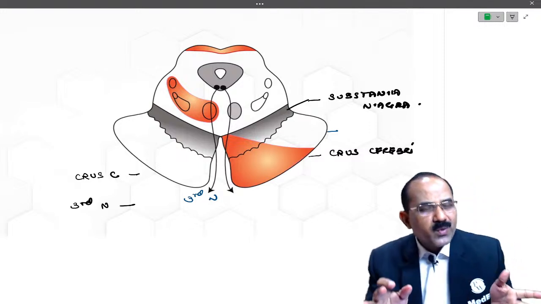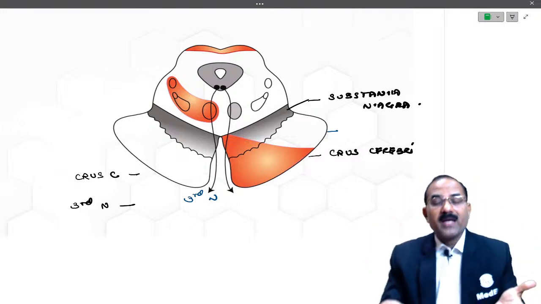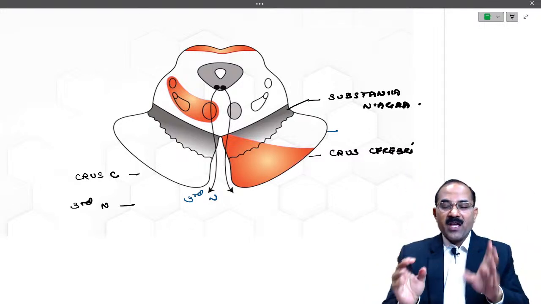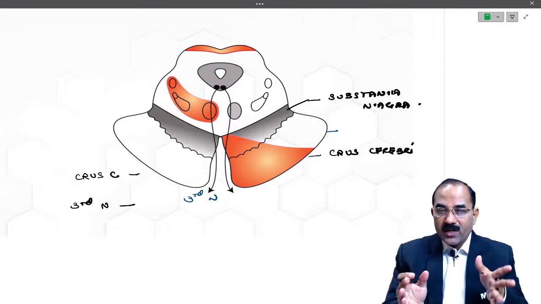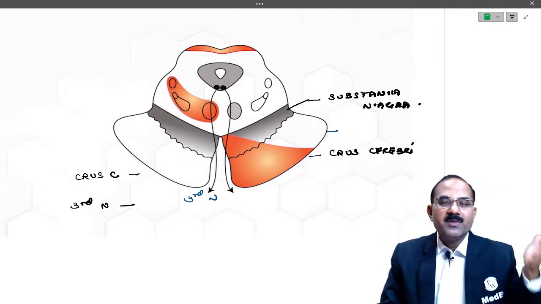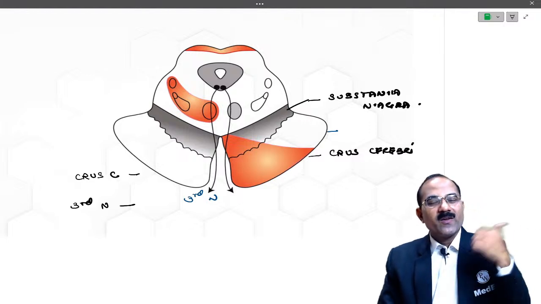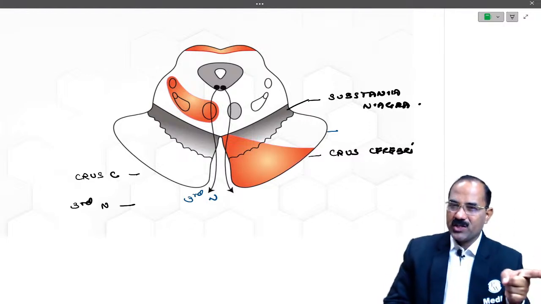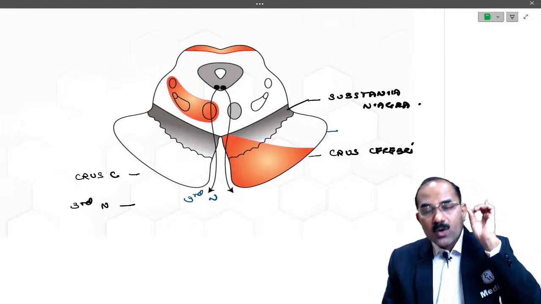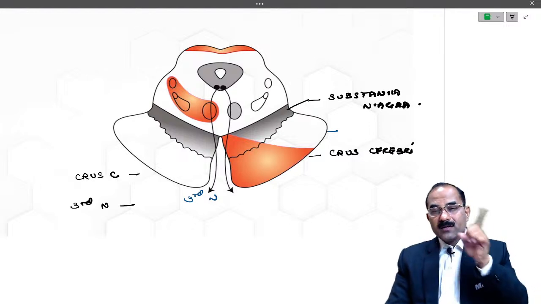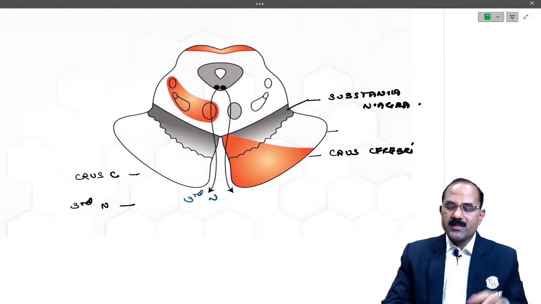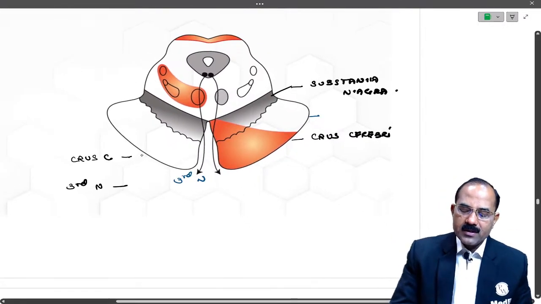Now tell me, what passes through the crus cerebri? The corticospinal tracts. The moment the corticospinal tracts are involved, the person is going to get a hemiplegia, and the hemiplegia is on the opposite side. So what do we call this? A contralateral hemiplegia. In any brainstem lesion, the hemiplegia is going to be on the opposite side. Remember, because the crus cerebri is involved, we are going to get a contralateral hemiplegia.